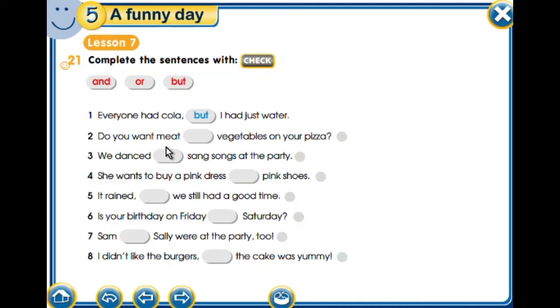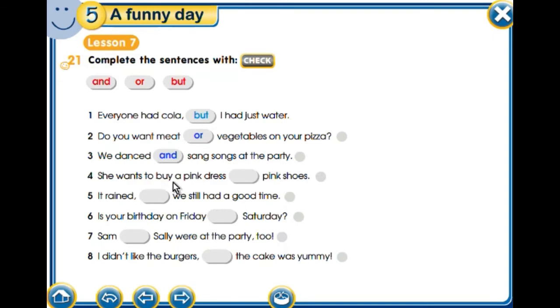Do you want meat or vegetables on your pizza? So here I'm offering choices. Do you want meat on your pizza or vegetables on your pizza? So we should use or. We danced and sang. Here we have two actions. We did both of them, so and. We danced and sang songs at the party.